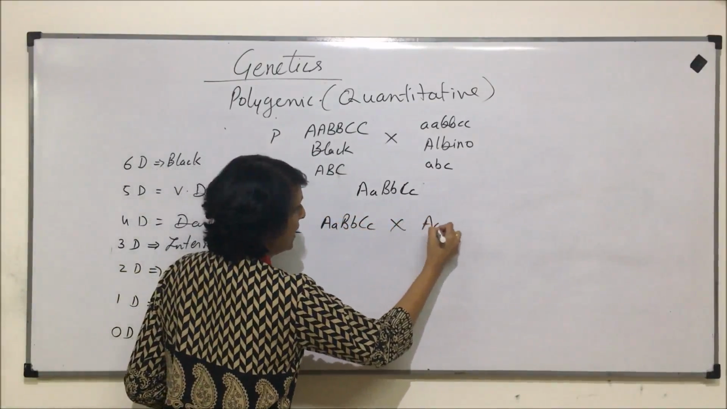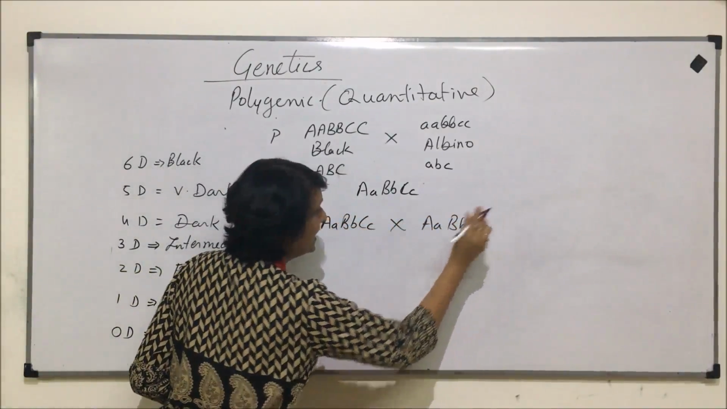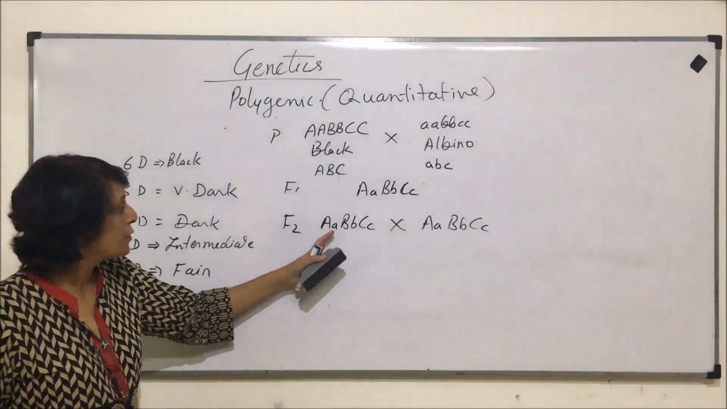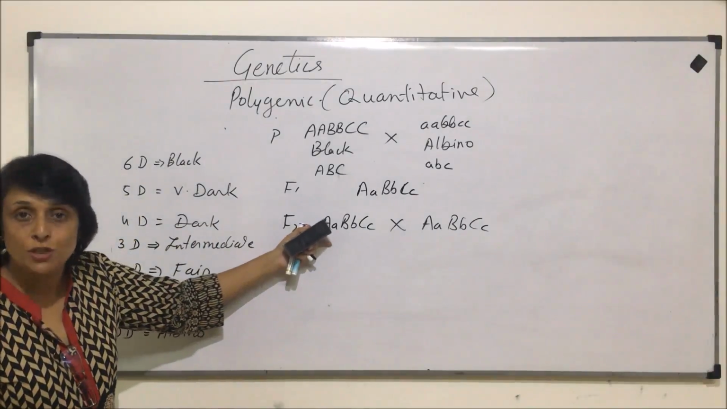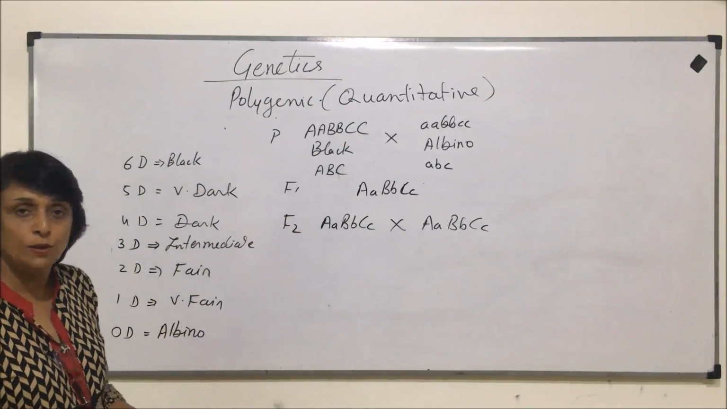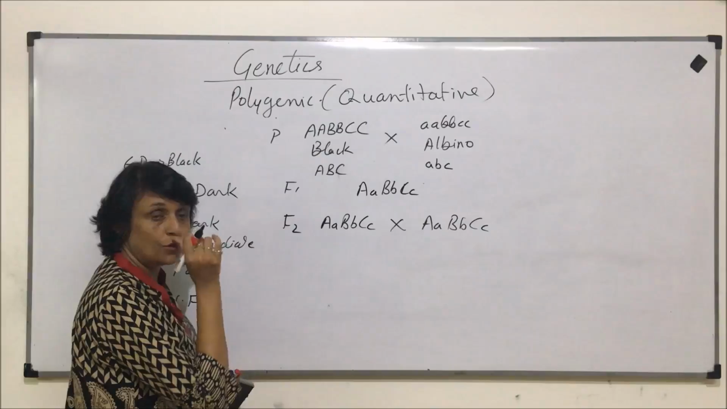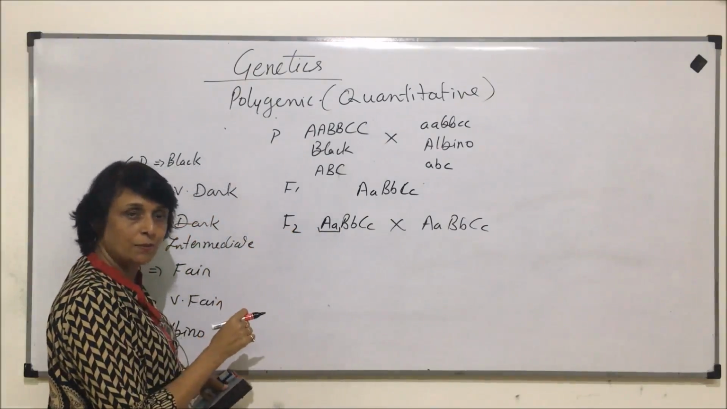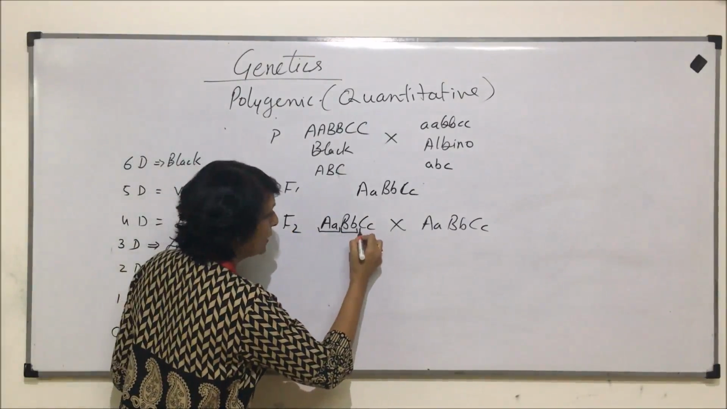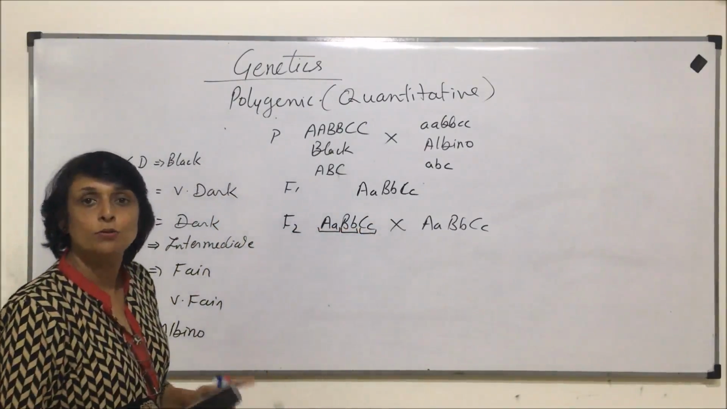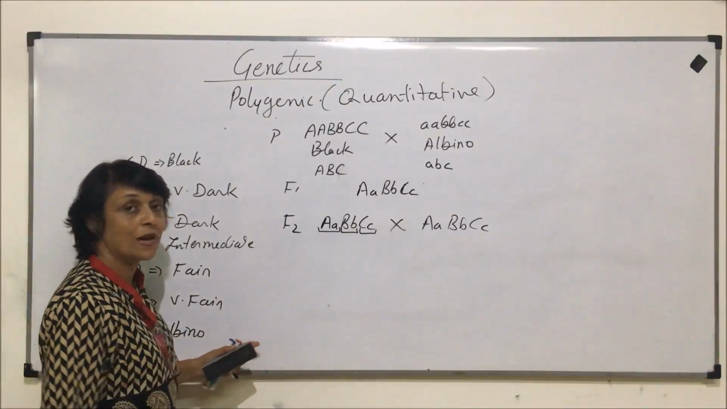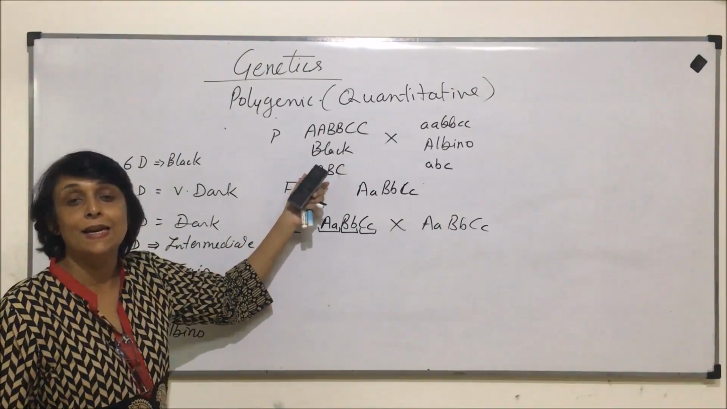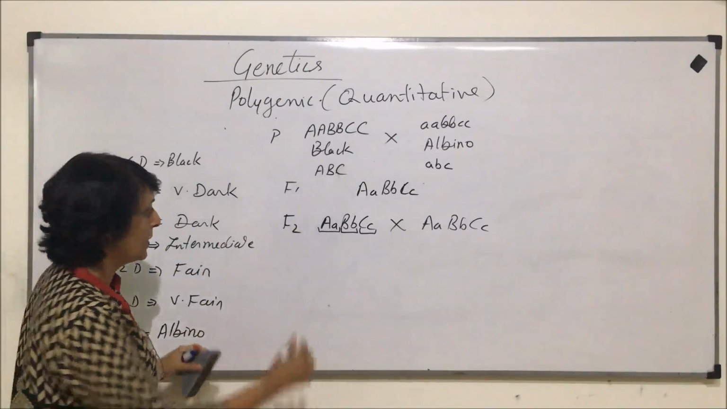AaBbCc crossed with heterozygous AaBb and Cc. Now, before we actually plot the Punnett square, let us see the type of gametes which are produced by these kind of individuals. We know during gamete formation, out of one gene, one allele will come into the gamete, one out of this and one out of this. So let us talk about the various combinations which we have, and that would also help us understand why we said that there are 8 gametes which are produced.